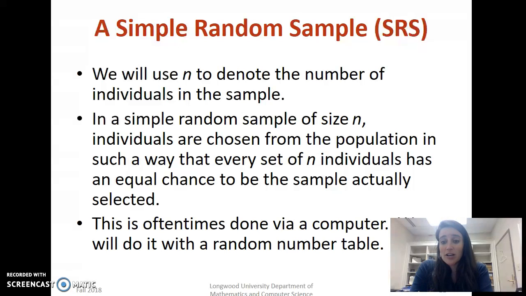This is oftentimes done via a computer. We can also do it with a random number table. So when I see you on Wednesday of next week, we'll play around with both of these things using your calculator and using a table of values to choose simple random samples in class.